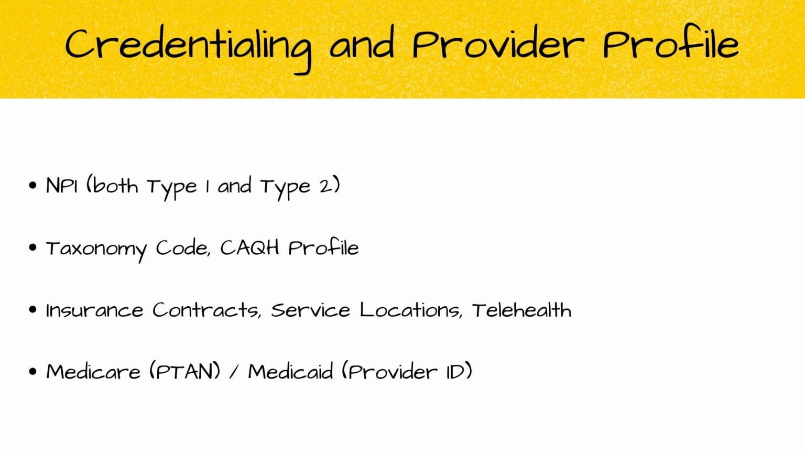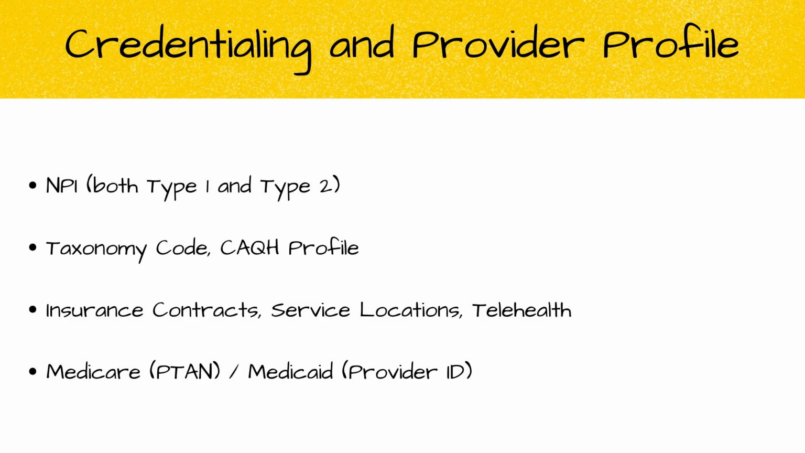Is it up to date? When was it last attested? For each payer you're in network with, just note the effective date of credentialing. Any claims before that date will be denied as out of network. And then get copies of your insurance contracts or at least the fee schedule for your top CPT codes. You'll be using this later to spot underpayments. And if you don't have contracts, you can just use your recent EOBs to figure out typical allowed amounts.